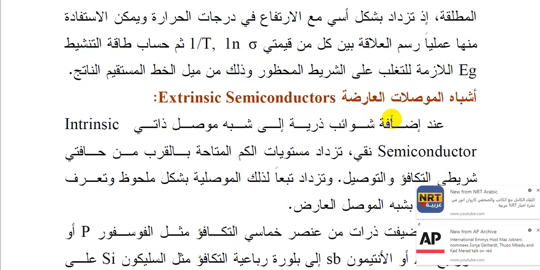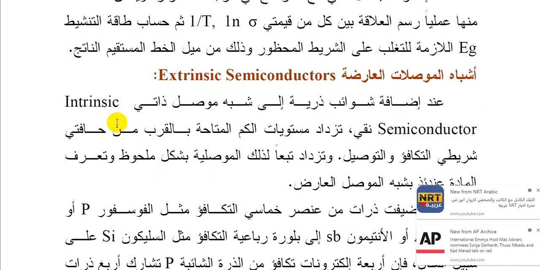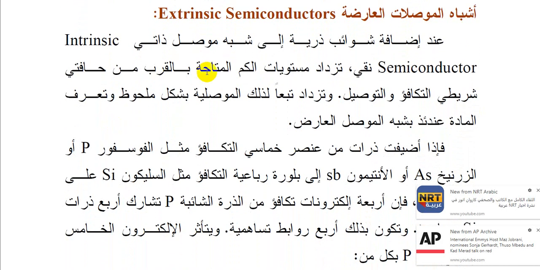Extrinsic semiconductors. When adding atomic inclusions to an intrinsic semiconductor, the available quantum levels will increase in both the valence and conduction bands. The conductivity will also increase considerably, and the material will be known as an extrinsic semiconductor.